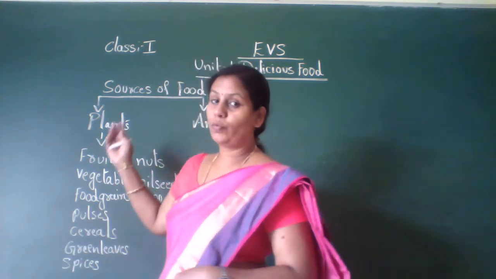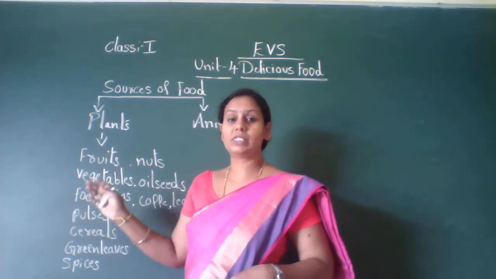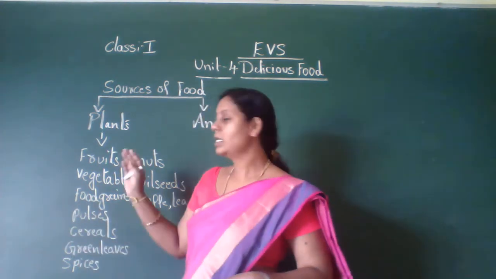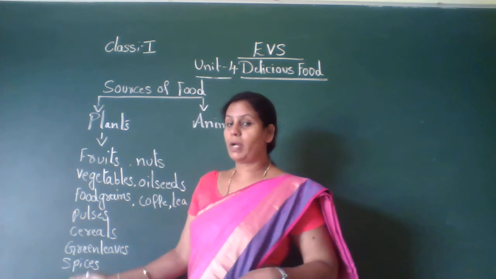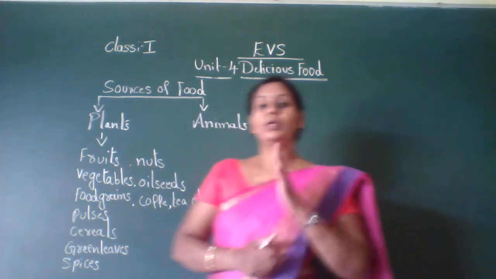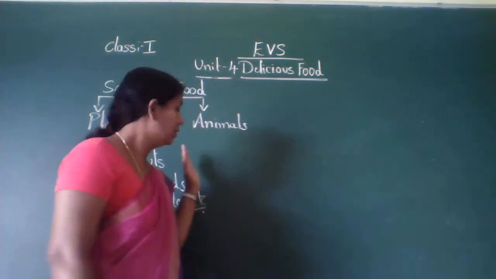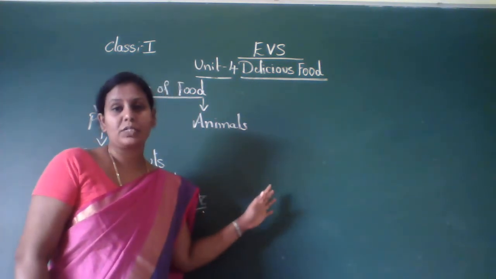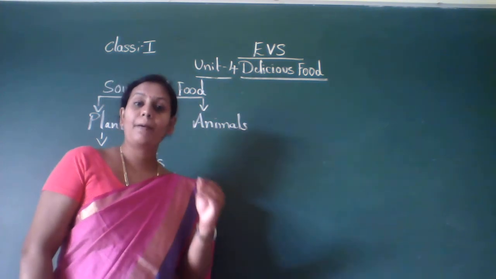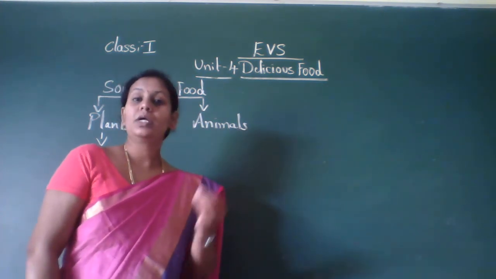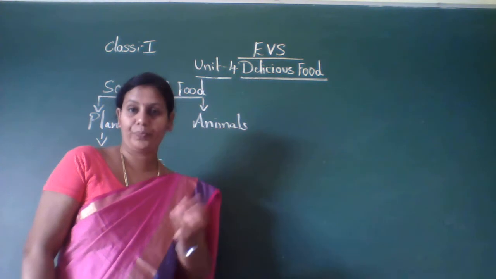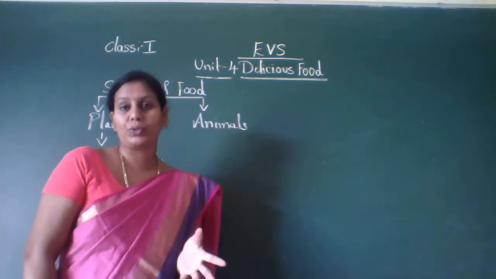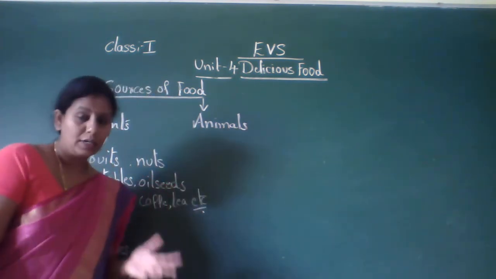So you all know the names of fruits, vegetables, food grains, pulses, cereals, green leaves, spices, pepper, nuts, oils, etc. About this much we studied in the previous class, isn't it? Today we are going to discuss the food items we get from plants and animals. Then we will learn which food items can be eaten raw and which have to be cooked. Everything we are going to learn in today's class.